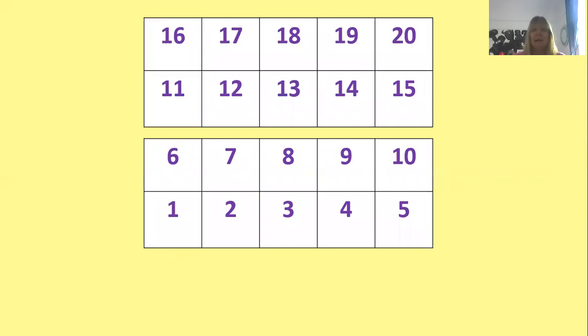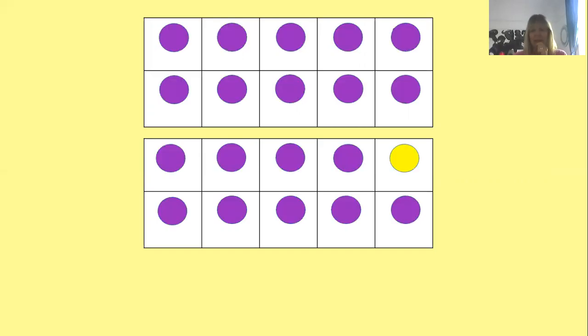Okay, quick look at what those squares could be numbered. Ready? I'm going to cover them over with purple dots apart from one yellow. And I'm going to ask you, what number is behind the yellow dot? Okay. Do you think you can work that out? Okay, I'm going to show you. It's number 10. Well done if you managed to work that out.